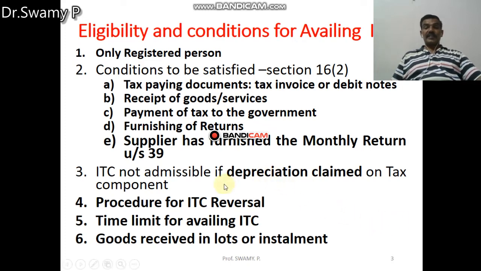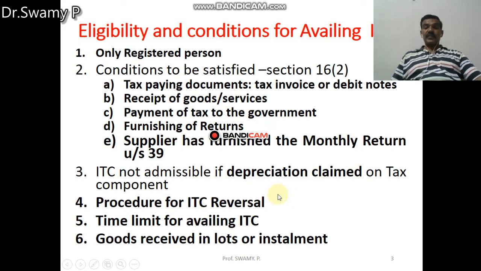And the next point is very important. Input tax credit cannot be availed on certain items if the depreciation is claimed on the tax component.